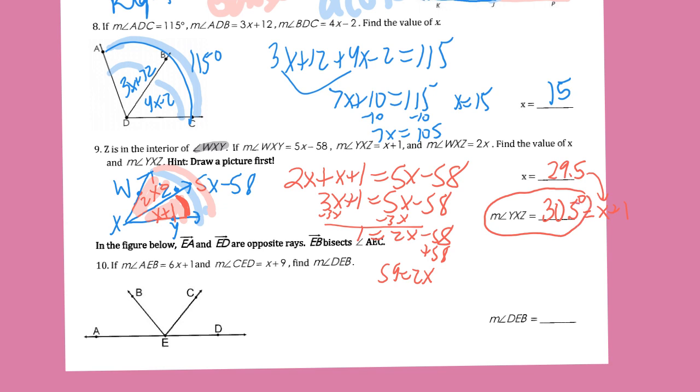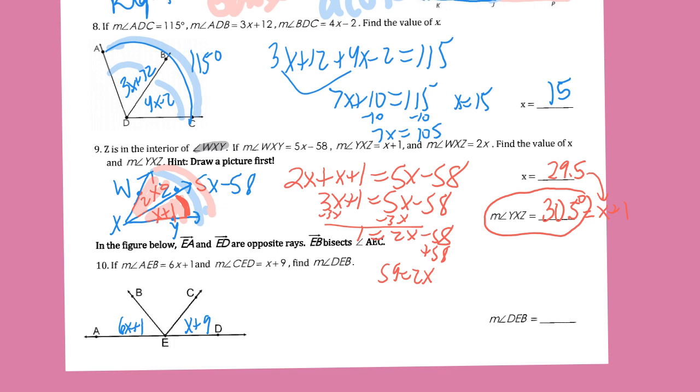So, it's not a whole lot new. It's just instead of working with segments, you're working with angles. The bottom one, okay, if you label all the things that we know, the measure of AEB is going to be 6x plus 1. And we know that the measure, that's what the M means, of CED is going to be x plus 9. It says, okay, find the measure of DEB. And this is going to be DEB. It's going to be this part right here.